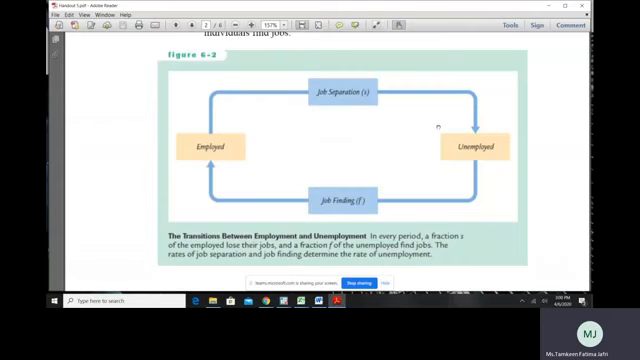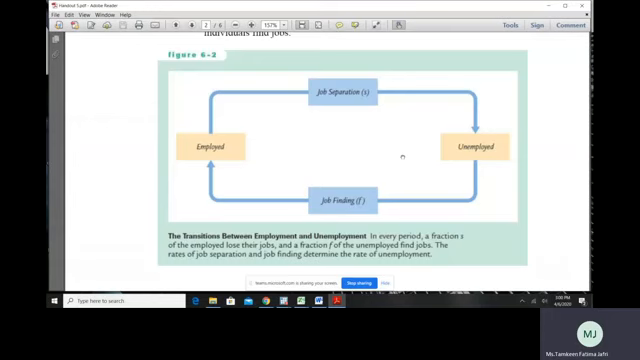So that is what this figure represents. It shows the transition of labor from being employed to unemployed or from being unemployed to employed. So I will say the same thing again here: even in the best of times, there will always be some unemployment in the economy. Even when there are 10 individuals and 10 jobs out there, we will still see unemployment in the economy because people are in transition.